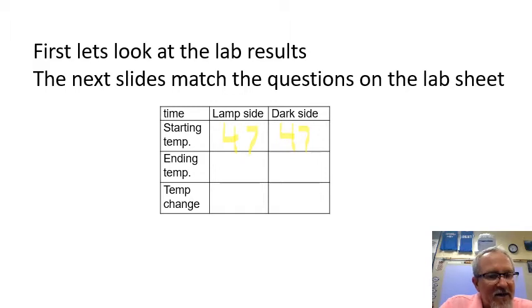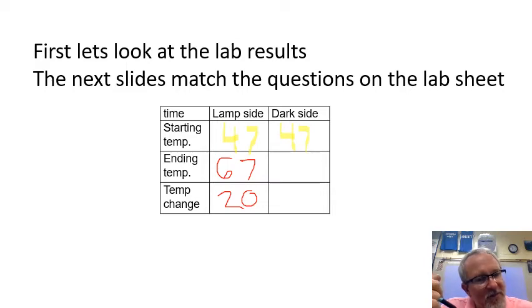On the lamp side, the sunny side, and I'm just going to use an example, let's say it went up to 67, which would be a temperature change of about 20 degrees. It got a lot hotter because it was getting a lot of sunlight. Sunlight's like energy from the sun. It's going to raise your temperature.